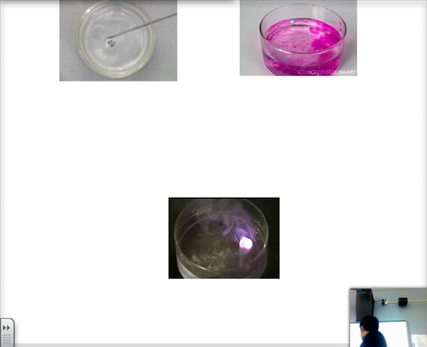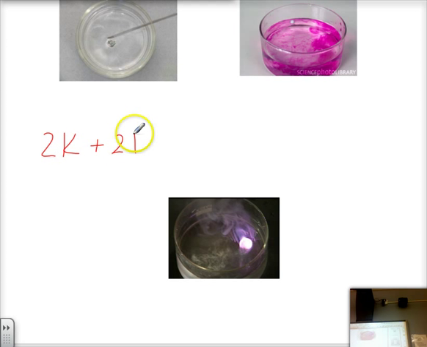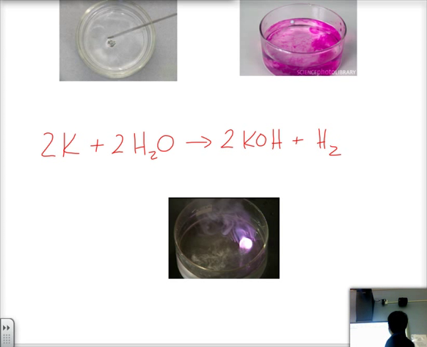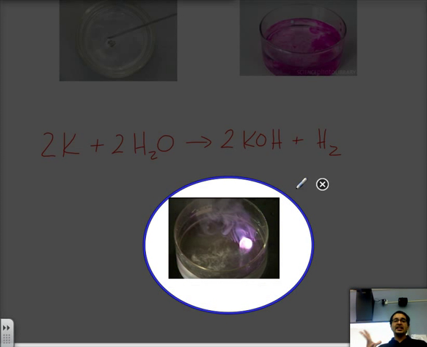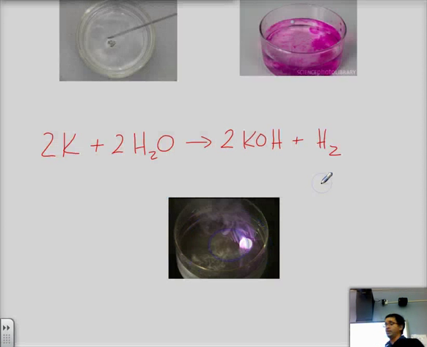Finally, we may recall also that potassium can react, and notice that all of these equations are basically the same. Potassium can react to form potassium hydroxide, so it's also a base, and will release hydrogen gas. In the case of potassium, it is so reactive that it will in fact ignite and give off this pale lavender or pale purple flame, which is a very clear indication of the presence of potassium.